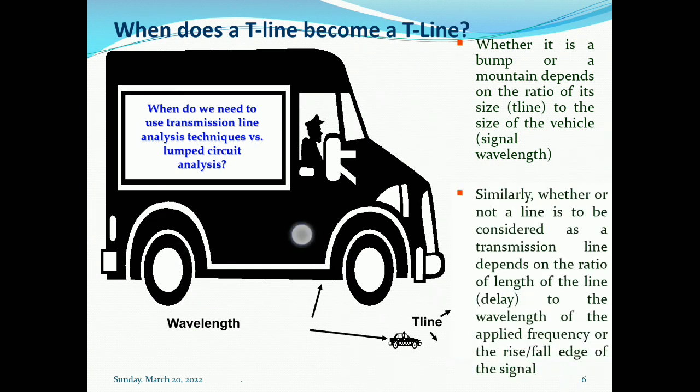Similarly, whether the line is to be considered a transmission line depends upon the ratio of the length, that means a delay, to the wavelength of the applied frequency or rise/fall signal. That's why we prefer the distributed line analysis technique over the lumped circuit analysis, because the primary constants, such as resistance, inductance, capacitance and conductance, are distributed equally all over the length of the transmission line.